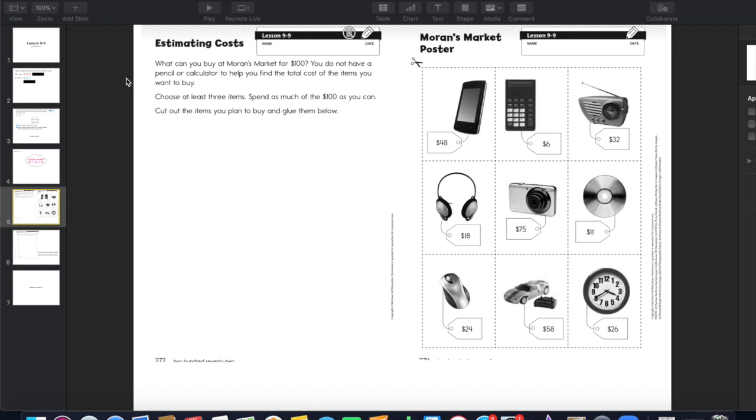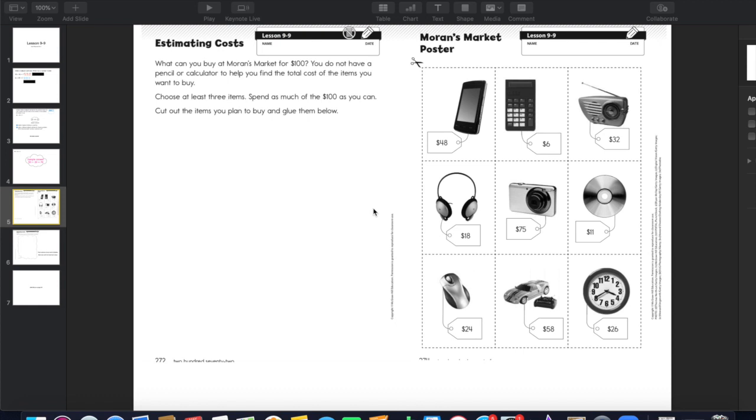So for today's open response question, you're going to be estimating costs. The first part requires no pencil, so you can't write anything down, you can't use a calculator, you just have to use mental math and estimate it. So let's read the directions. So you'll start with these 2 papers, and you have to cut out the items that are for sale. And the question reads, what can you buy at Moran's Market for $100? You do not have a pencil or calculator to help you find the total cost of the items you want to buy. You have to choose at least 3 items. So at least 3 items. You have to spend as much of the $100 as you can.